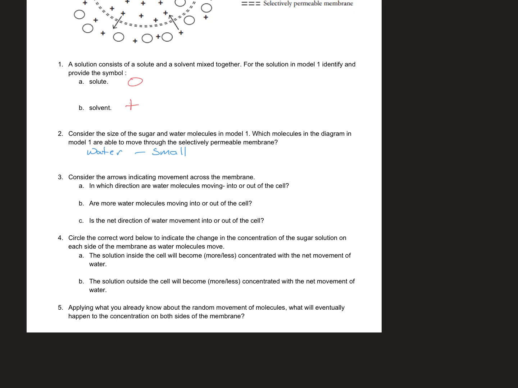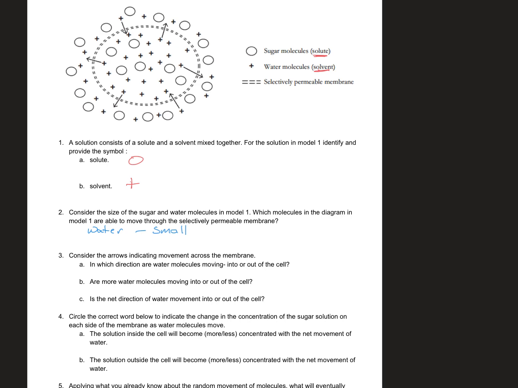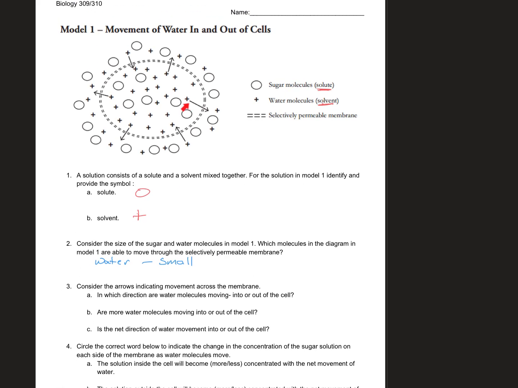where sugar is big. Consider the arrows indicating movement across the membrane. Which direction are water molecules moving into and out of the cell? Well, it's moving in both directions, right? And if we look at it, let's count them. We got 1 going out, 2 going out, 3 going out, 4 going out. So 4 going out and only 1, 2 going in.